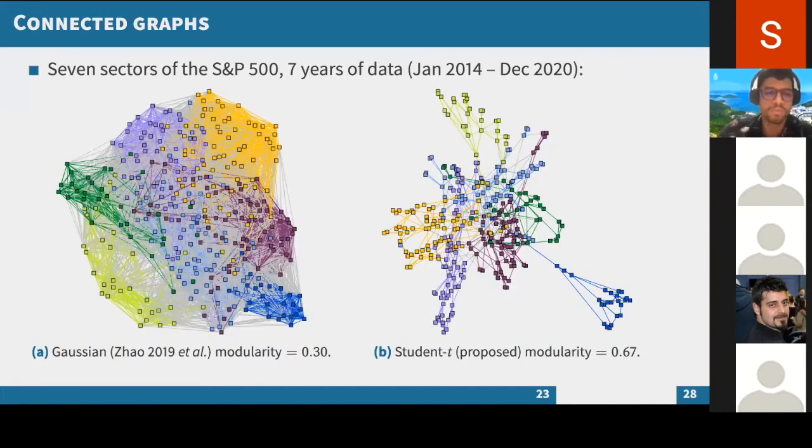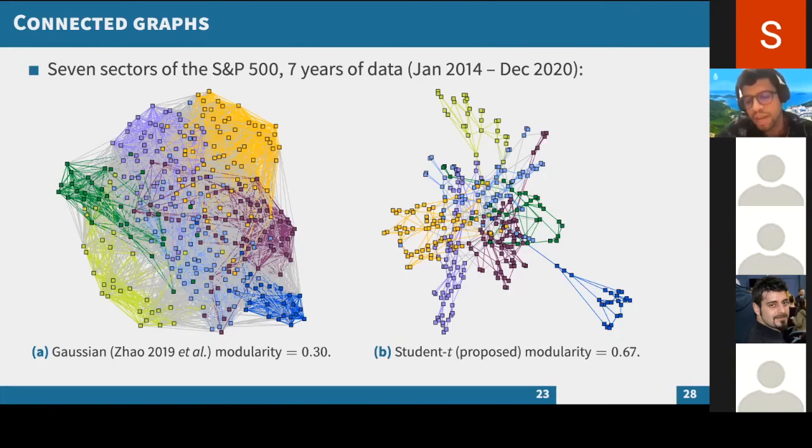So now let's talk about some experimental results with those models that I showed involving the student T. Let's see whether we can get better graphs or not. On the left-hand side here, we see that plot that I showed before, which is using a Gaussian assumption, using the algorithm by Zhao, 2019. In this case I considered 7 years of data from January 2014 to December 2020, and these seven sectors of the SP500.